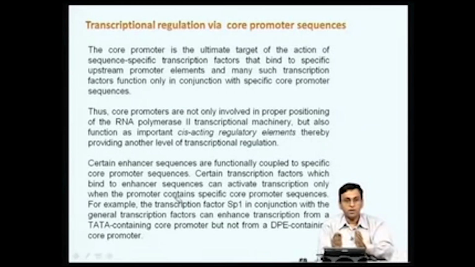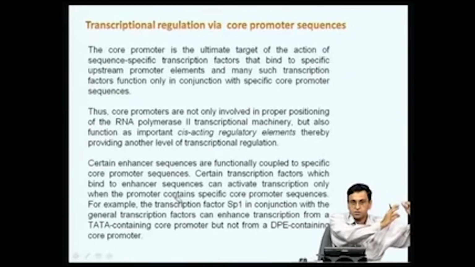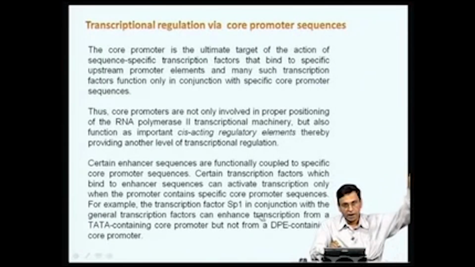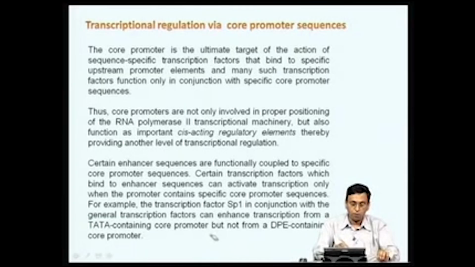So, there is a link between the core promoter sequence and the sequences which are further upstream. Certain transcription factors which bind to enhancer sequences can activate transcription only when the promoter contains a specific core promoter sequence. That is what I just mentioned. For example, a transcription factor called SP1 binds to further upstream sequences, which we are going to discuss much later, called the distal promoter sequences or proximal promoter sequences. This SP1 can bind to those sequences and function as a transcription activator only from a Tata containing promoter, but if you replace the Tata box with a DPE, SP1 can no longer activate transcription.